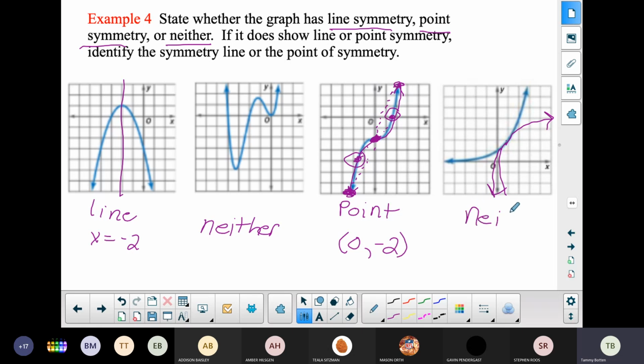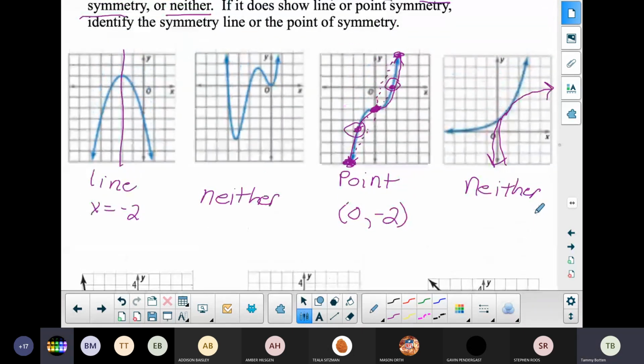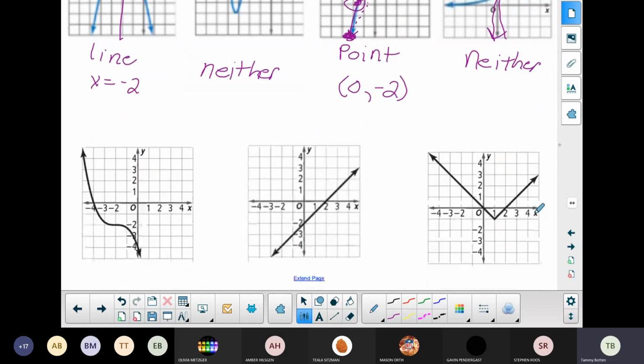So this we would just write neither. Okay. I have a question. Yeah. So for the first one, the line x = -2, would there be another one for x, or would that be the only one? That would be the only one. Okay, thanks. Yep. It's like, what line could you draw and fold that in half so the left and right side would map onto each other?